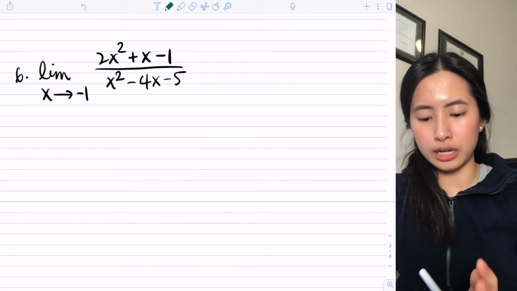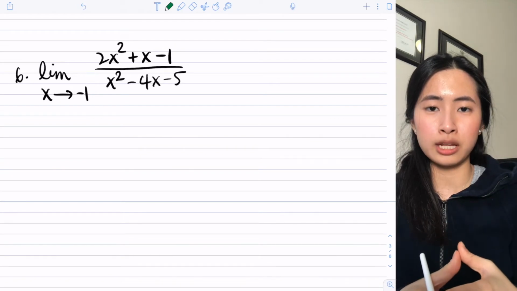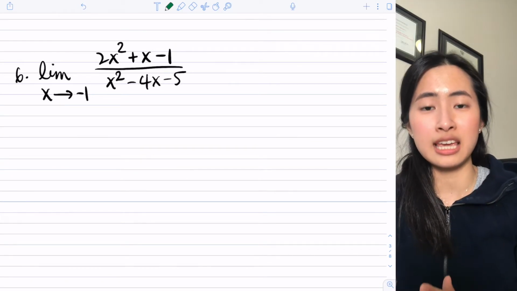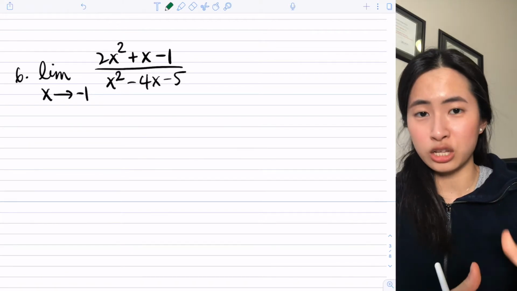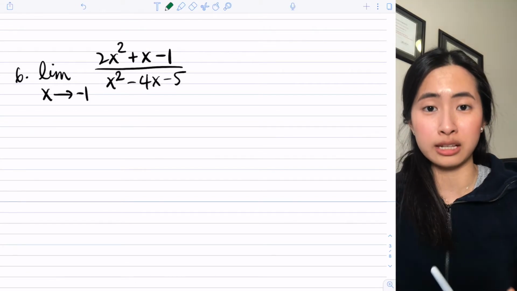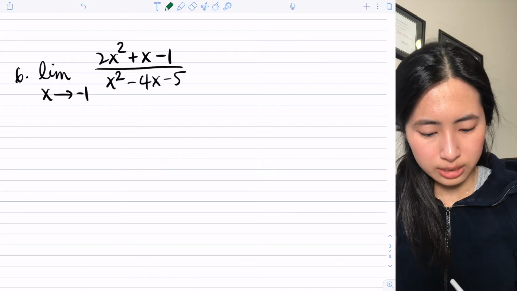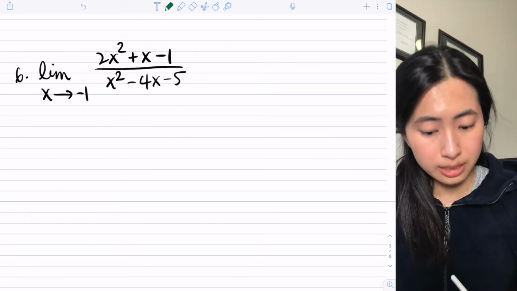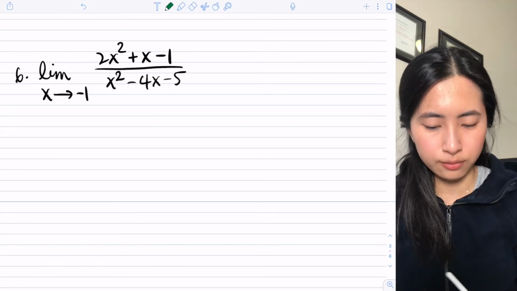And as you notice, the first thing that you need to keep in mind whenever you're trying to evaluate your limit is to apply direct substitution and see if it actually works. And from there, if you get an indeterminate form, that's the time you figure out a technique to get rid of that indeterminate form. So if you look at number 6, we have the limit as x approaches negative 1 of 2x squared plus x minus 1 all over x squared minus 4x minus 5.